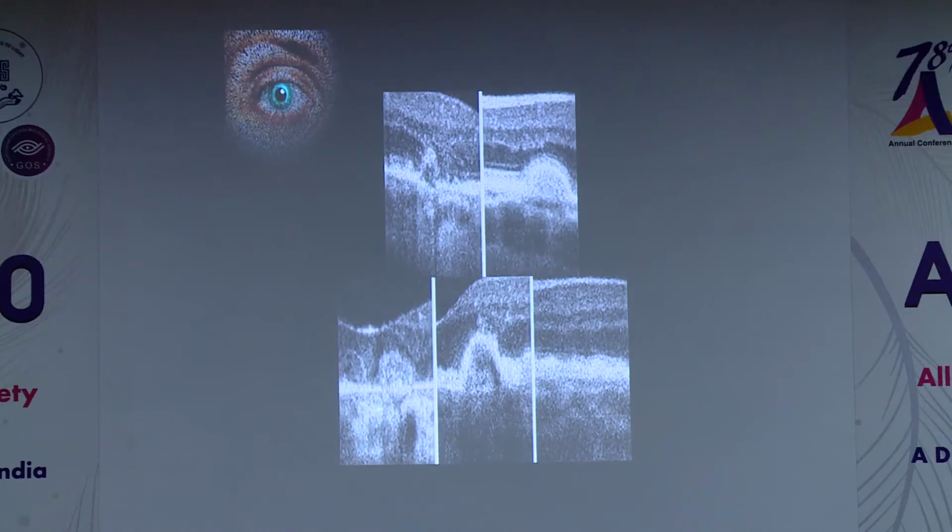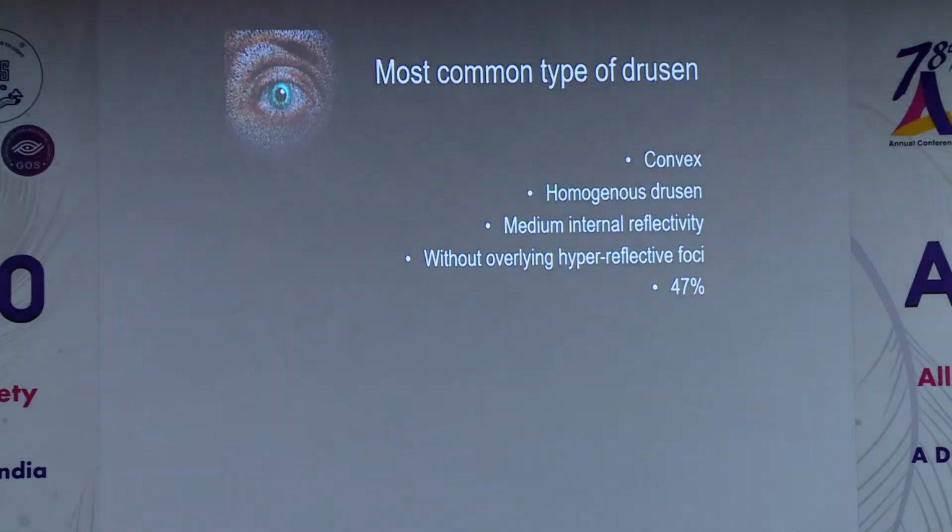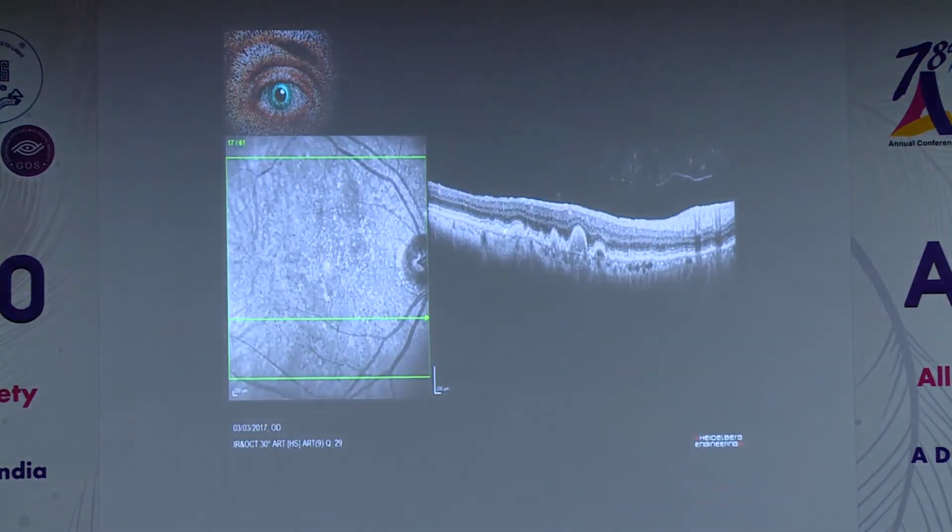This is called a core. So you have different features, and this is the most common type, a convex drusen which is homogeneous. This is a safe type of drusen. But a drusen which is pointed, a drusen which has got heterogeneous material inside, what I showed you, if it has a core inside, they are prone to disease.